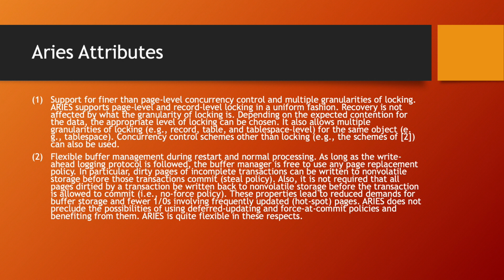Here are some of the key ARIES attributes which are listed in the paper. First is the support for finer than page concurrency control and multiple granularities of locking. ARIES supports page level and record level locking in a uniform fashion. Recovery is not affected by what the granularity of locking is. Depending on the expected contention of the data, the appropriate level of logging can be chosen. It also allows multiple granularities of logging, for example record, table, and table space level. For the same object, concurrency control schemes other than locking can also be used.